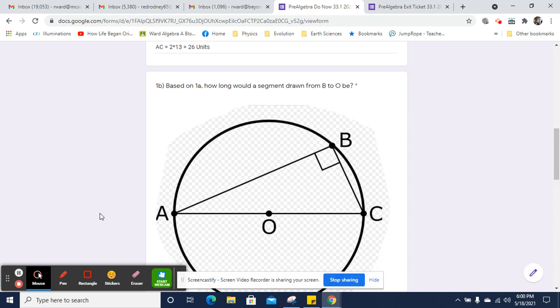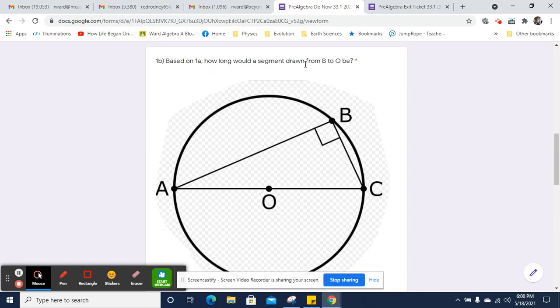Now how long would a segment be if we ran a segment from B to O? That was terrible. Let me do that again. All right, I've redone that. It's still a little curvy, but it's better than it was. So B to O. How long would that segment be?